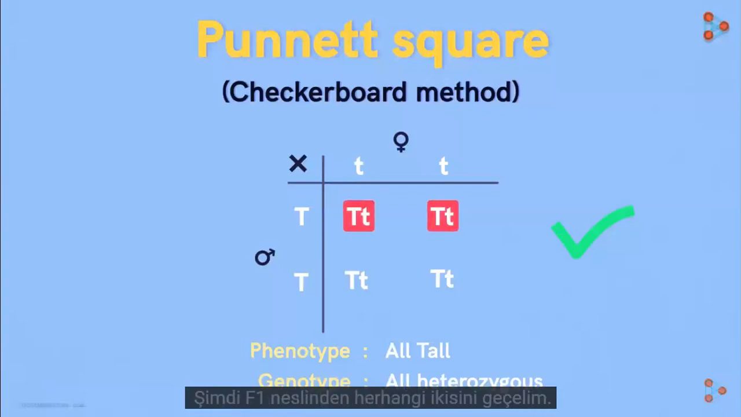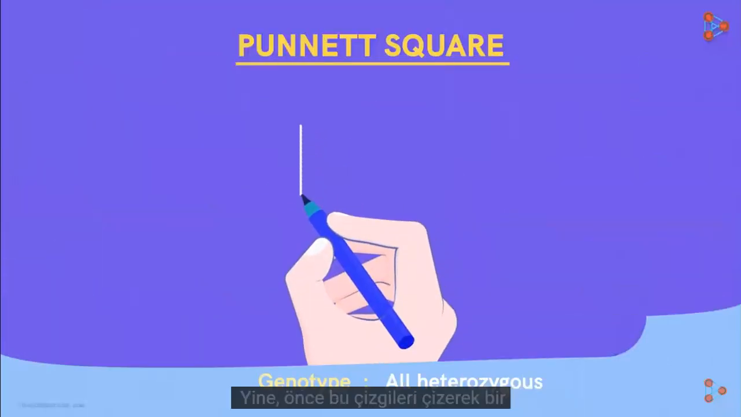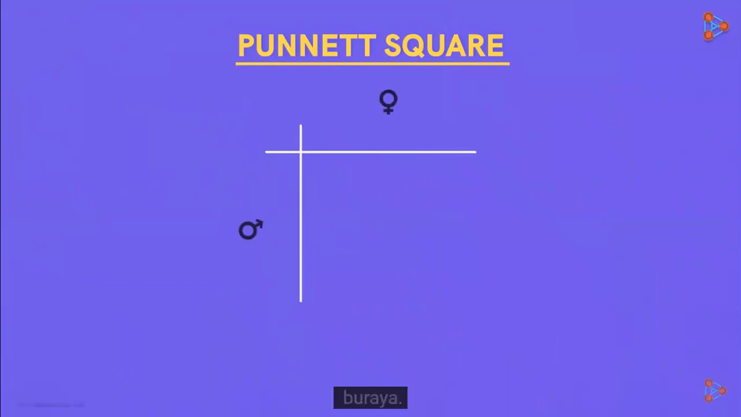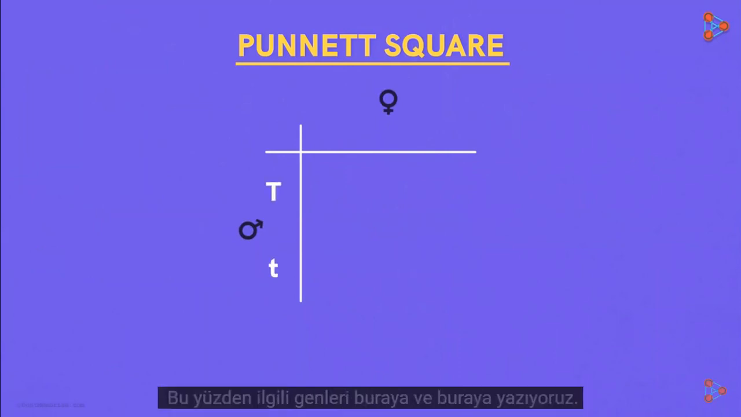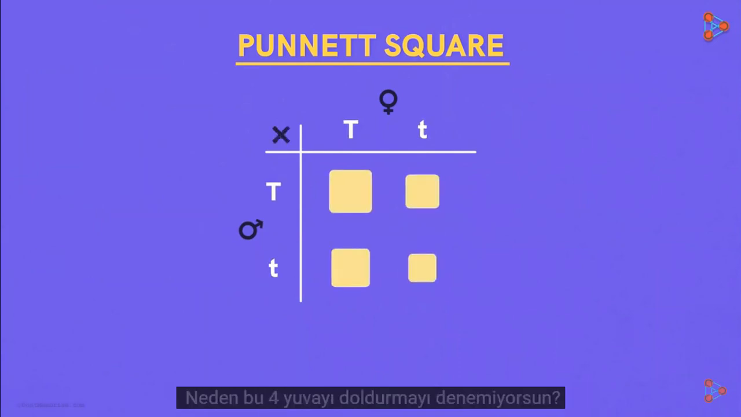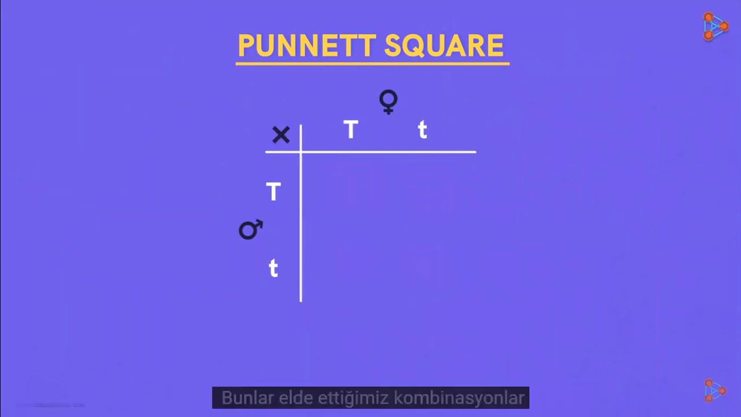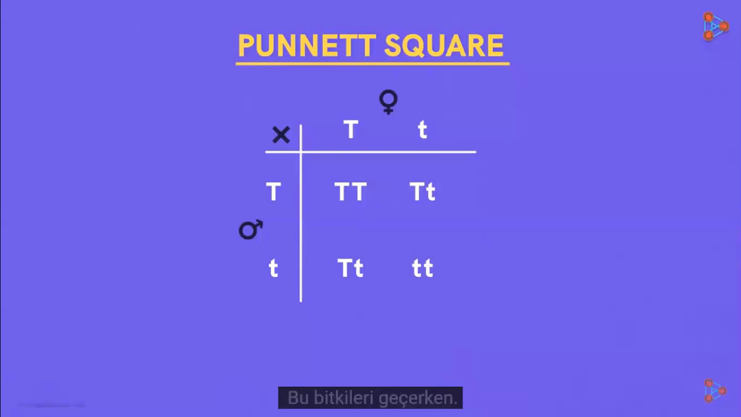Let's cross any two from the F1 generation now. Again, we first draw these lines to form a table and write the male and the female symbols here. Now it's the turn of the genes. So we write the respective genes here and here. Shall we begin crossing now? Why don't you try filling in these 4 slots? Here we go. These are the combinations that we obtain on crossing these plants.